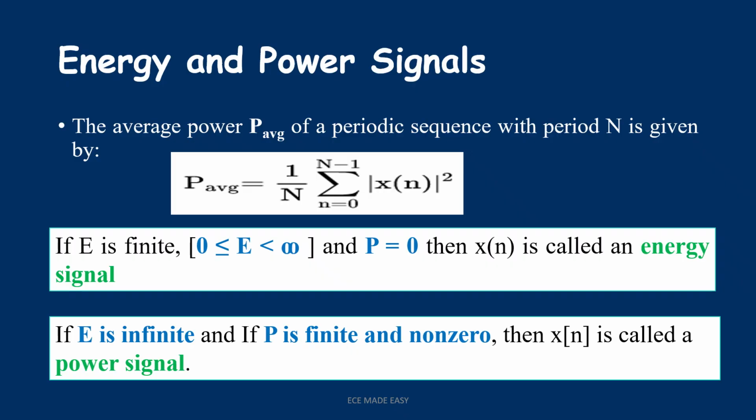Now, as we know, there is a relation between energy signal and power signal. The average power of a periodic signal can also be given as 1 by N summation n equal to 0 to N minus 1 of mod of x of n square. If the signal is an energy signal, its power is 0. That is, if E is finite between 0 to infinity, the power P equals 0 and the signal is an energy signal. If the signal is a power signal, its energy is infinite if the power is finite and non-zero.